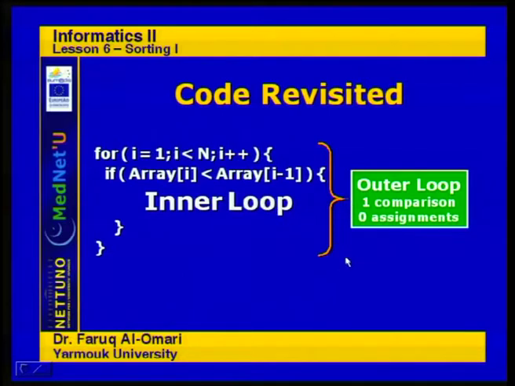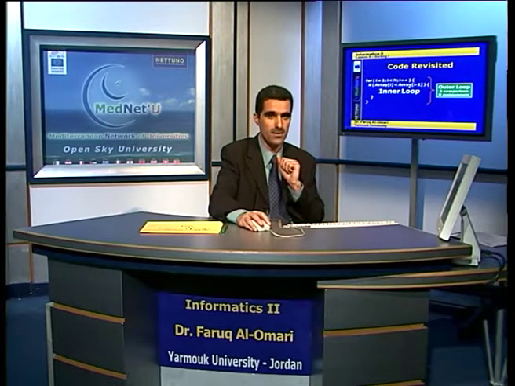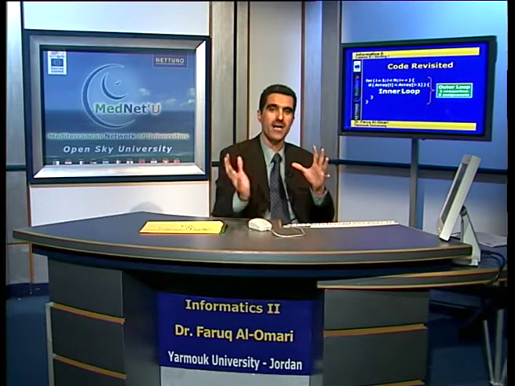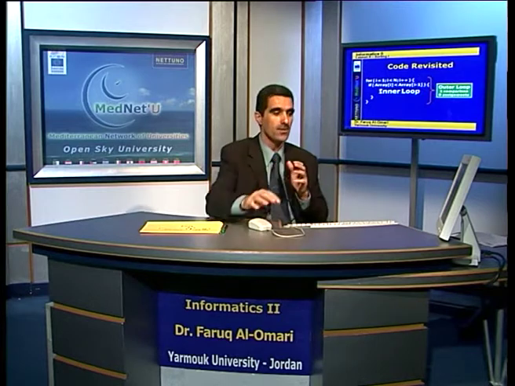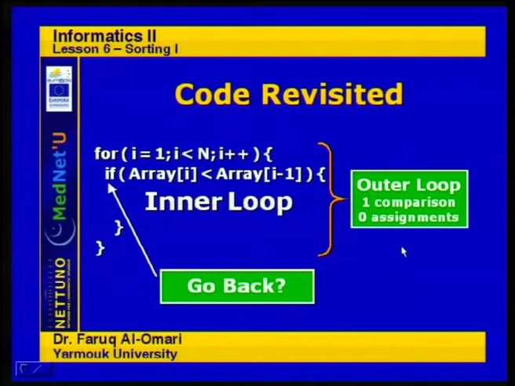So this is called the outer loop. In this outer loop, as we can see, there is a comparison that I make. Okay? I compare if this is less than that. This is called a comparison. No assignments. No entry has been assigned a value. Okay? So one comparison, 0 assignments in the outer loop. And this basically talks about how far we should go back.